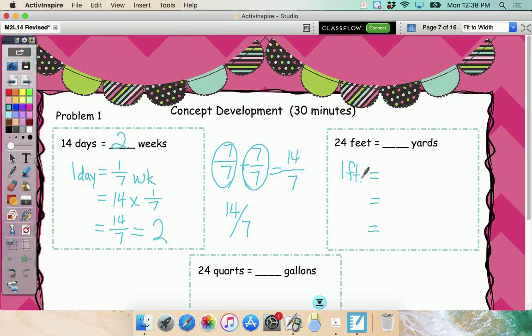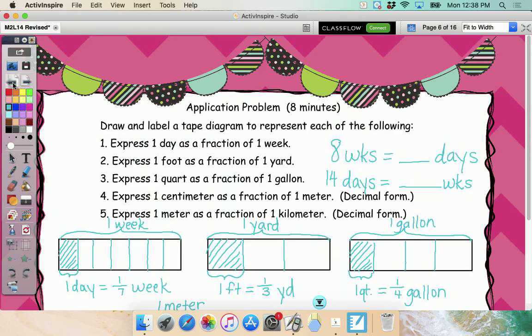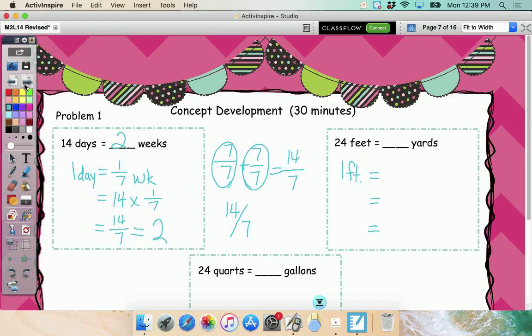Okay? Now, look at your resource page. I'm going to turn it back for the kids that weren't here. I think if I look right here, I can figure it out. 1 foot equals how much of a yard? A third of a yard. 1/3 of a yard. So I'm going to write 1/3 yards here, or yard. And we don't write "of a" in between, we just say it.